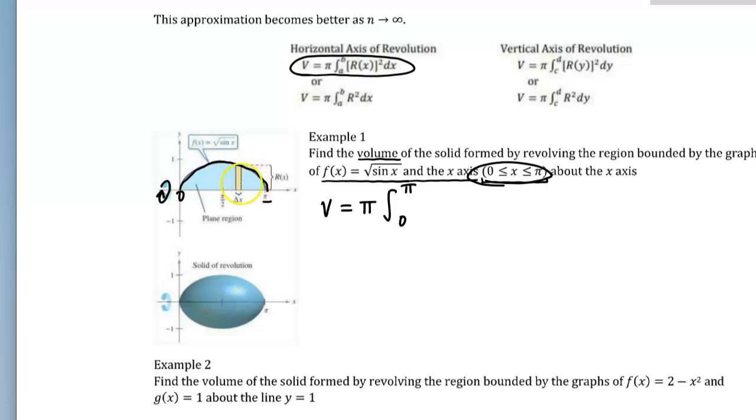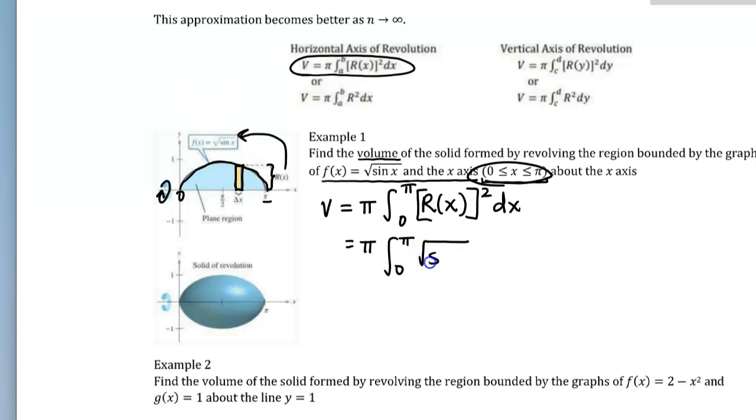Now what r of x is when we draw this rectangle into this region, r of x is the height of that rectangle. Well, how high is that rectangle? It's going as high as the function. So in this case, when we say r of x squared, the r that we are squaring is the function, the square root of sine x. Note that when we square that, we drop the square root and we're just left with the integral from 0 to pi of sine x dx.